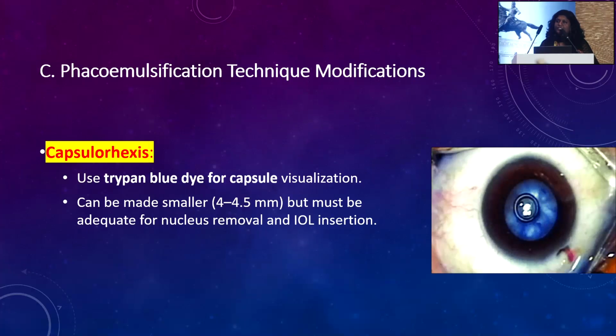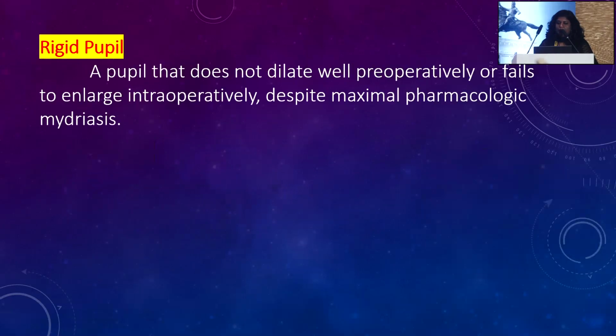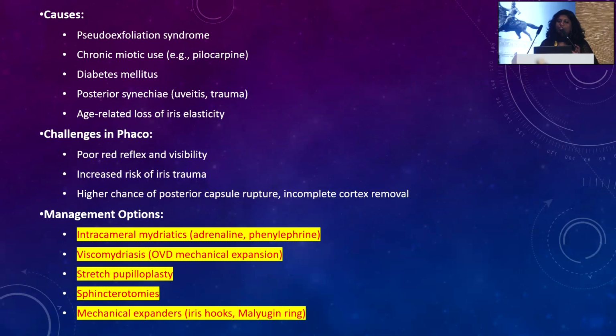Phacoemulsification technique modifications can also be used, like staining of the capsule. It is of utmost importance. Use trypan blue dye for capsule visualization. You have to make a difference between a rigid pupil and a floppy pupil. A rigid pupil is a pupil that does not dilate well preoperatively or fails to enlarge intraoperatively despite maximal pharmacological mydriasis. The causes are pseudoexfoliation, chronic miotic use, diabetes, etc. Challenges in phaco are poor red reflex and visibility and an increased risk of iris trauma. There is a high chance of posterior capsule rupture and incomplete cortex removal.